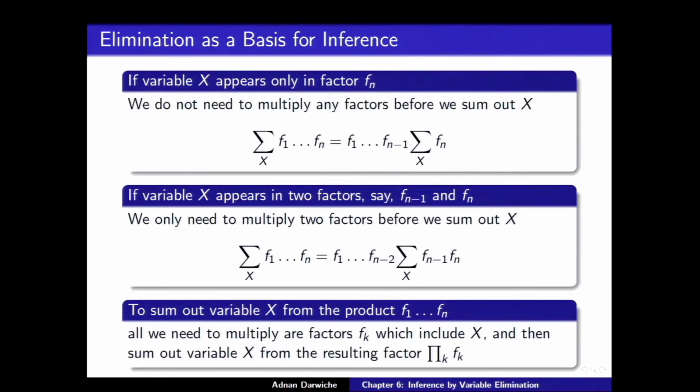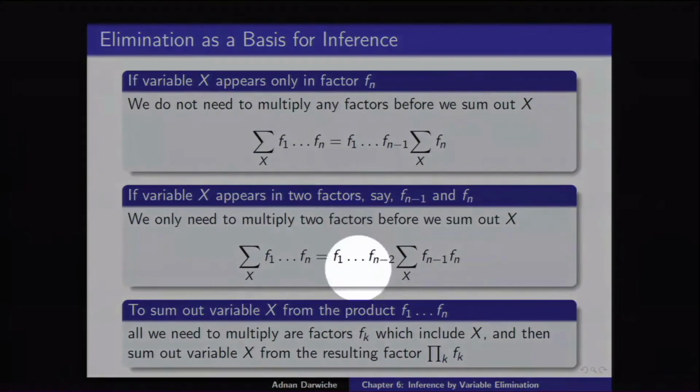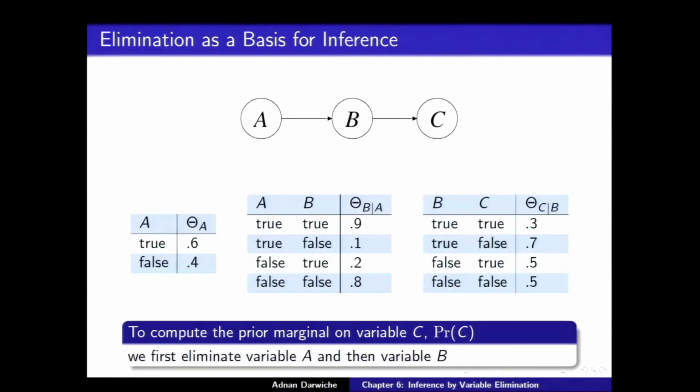Let's take this one step further. If in general I have a bunch of factors that are in product form, I'm looking at the product and I want to remove x, all you have to do is find the subset of these that mention x, multiply those, and sum out x. Okay? Let's take an example.